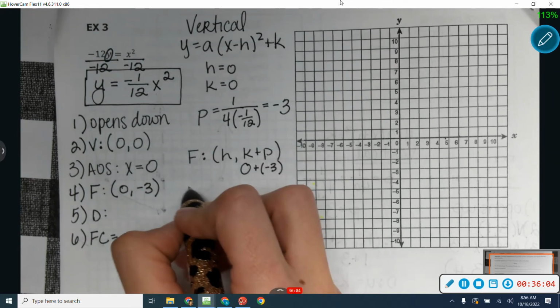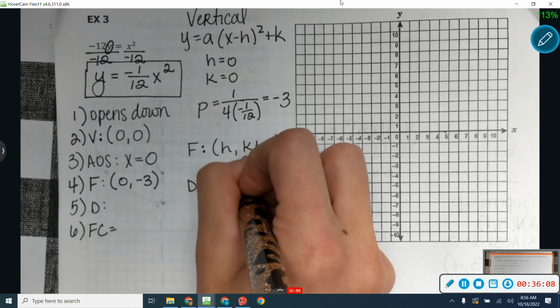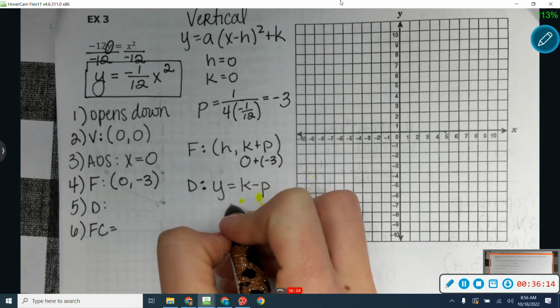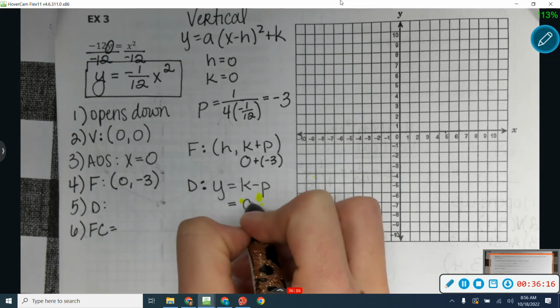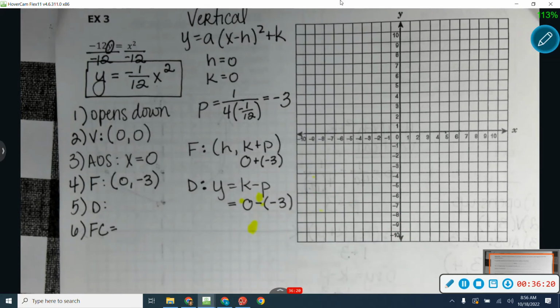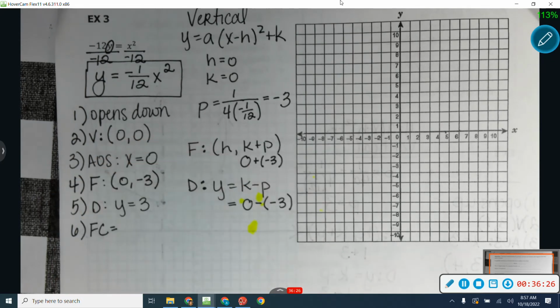My directrix formula for vertical is y equals k minus p. So I've got 0 minus negative 3. Please be careful with that. Alright, so that's just going to be y equals what? Y equals 3.